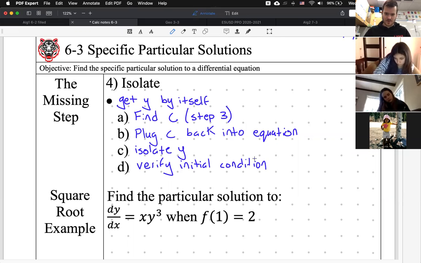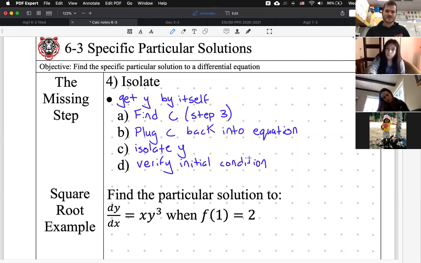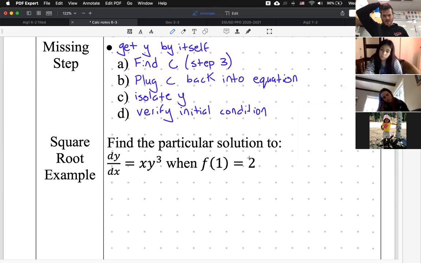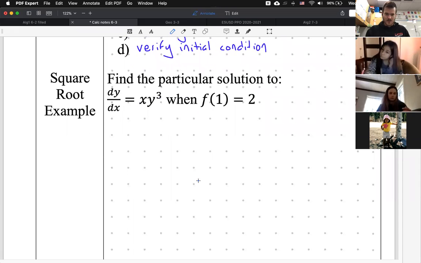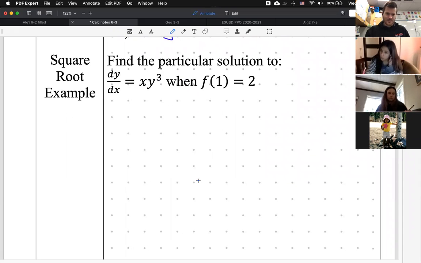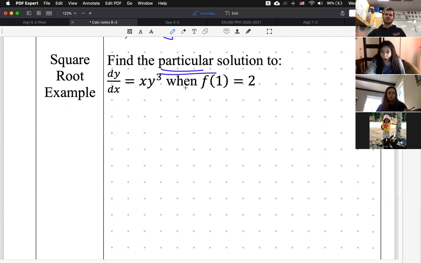I'll sound like a broken record, but I will say it over and over again: this is 1 or 2 points worth of work. So how do we do that? I'm going to go through all 4 steps for this problem. This one is very similar to a real AP question. Find the particular solution: if you see those keywords, particular solution, you are going to be doing these 4 steps over and over again.